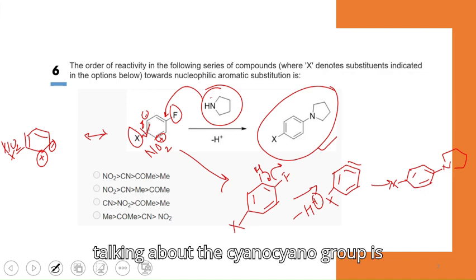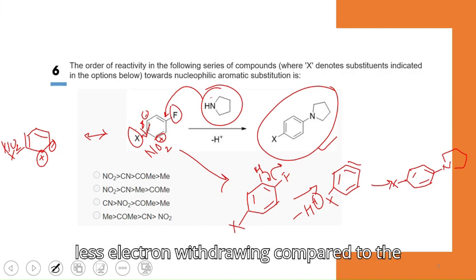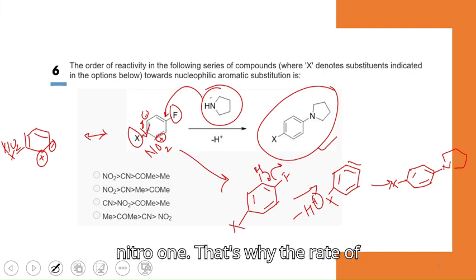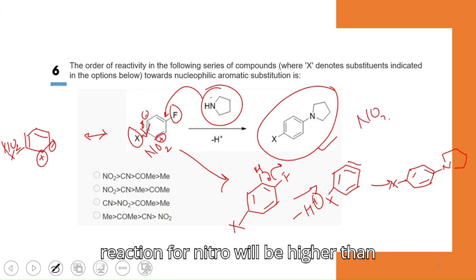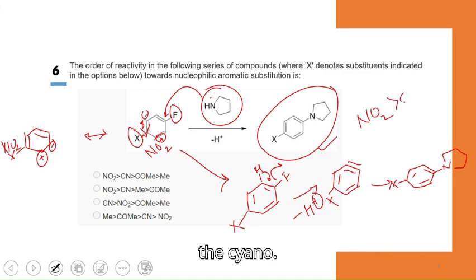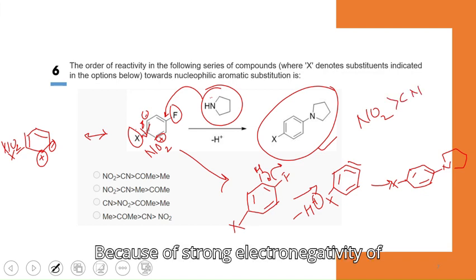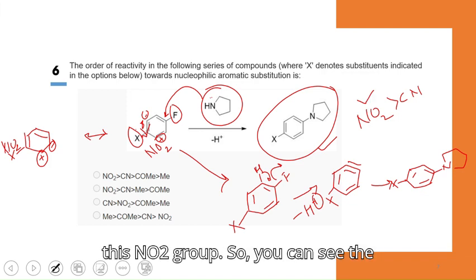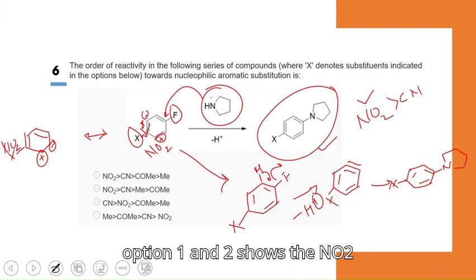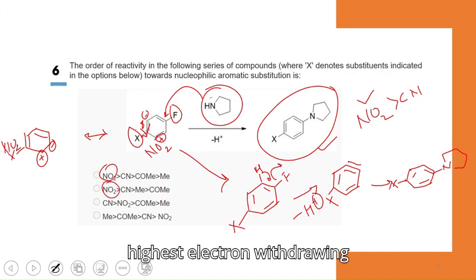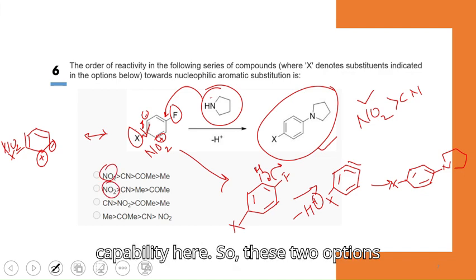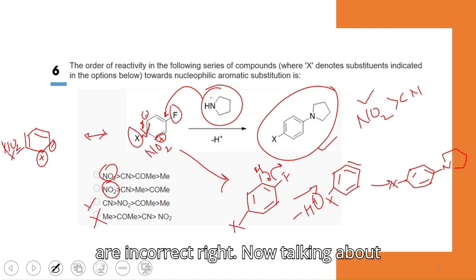Now talking about the cyano. Cyano group is less electron withdrawing compared to the nitro one. That's why the rate of reaction for nitro will be higher than the cyano, because of strong electronegativity of this NO2 group. So you can see option 1 and 2 show the NO2 as the highest electron withdrawing capability here. So these two options are incorrect.